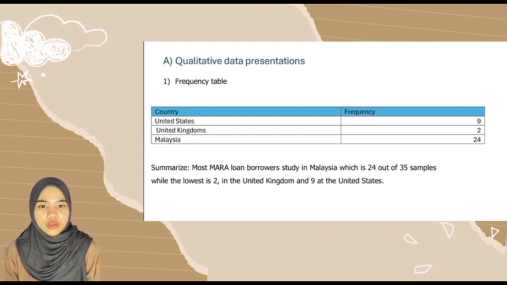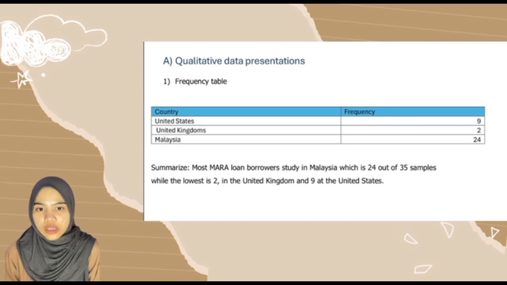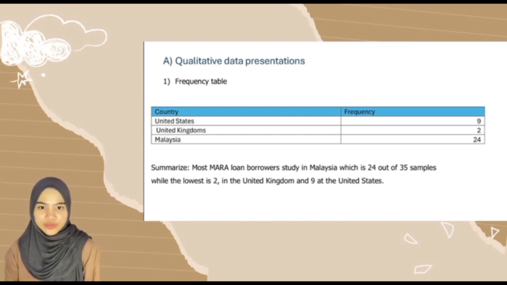So, when we construct a frequency table, we can see that the frequency in country United States is 9, and United Kingdom is 2, and Malaysia has the highest, which is 24. To summarize it, we can see that the Mara loan borrowers in Malaysia is the highest, which is 24 out of 35 samples, and the lowest is United Kingdom, which is 2, and the middle is United States, which is 9.